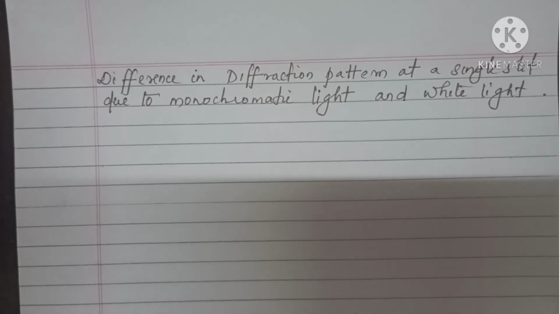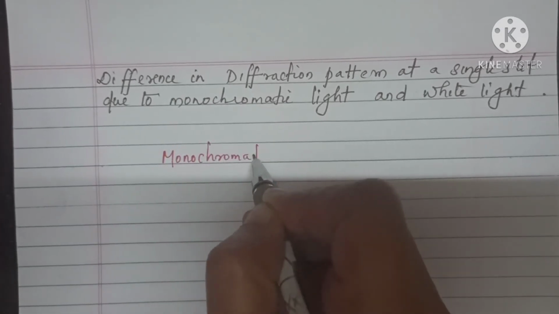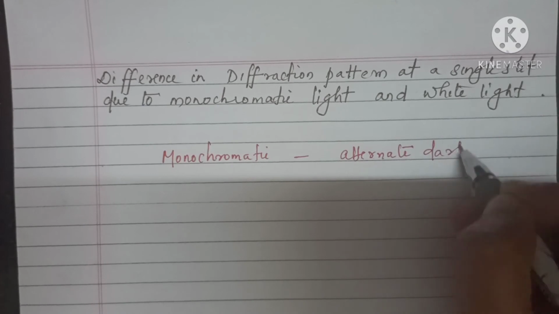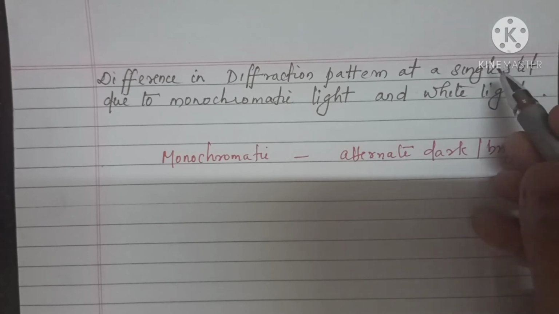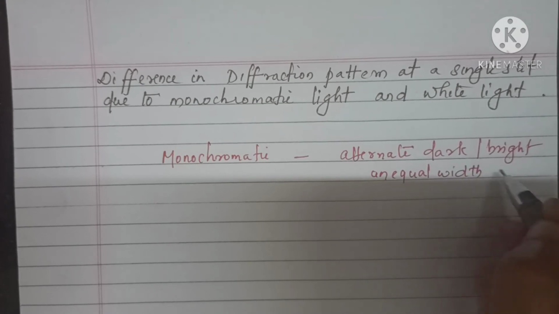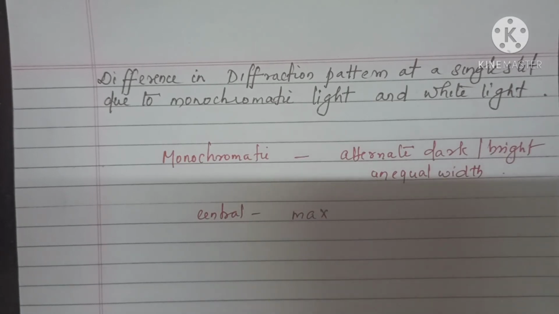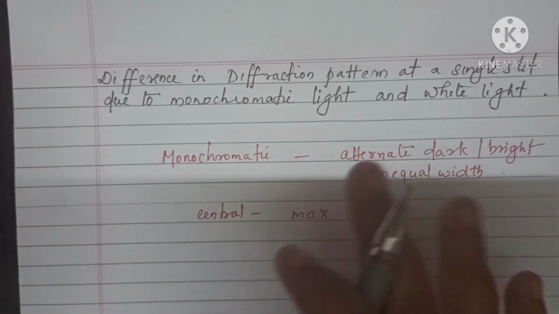If you are using monochromatic light, you will get alternate dark and bright bands on the screen. And what about the width? Since it is diffraction, it is unequal width, isn't it? Unequal width. The central maximum or central fringe will have the maximum intensity, and as the distance increases from the central point towards both sides, the intensity will decrease. You know that. This is the case for monochromatic light.